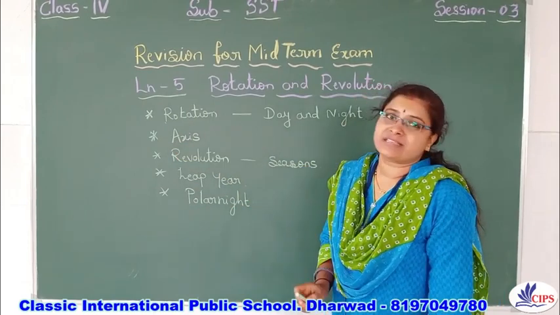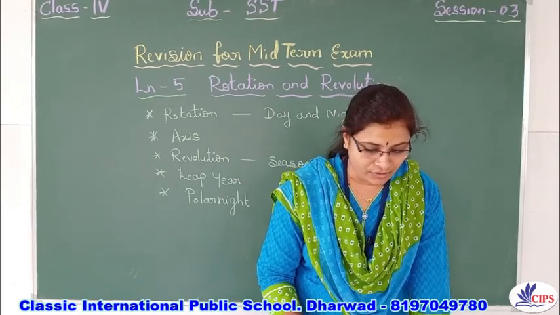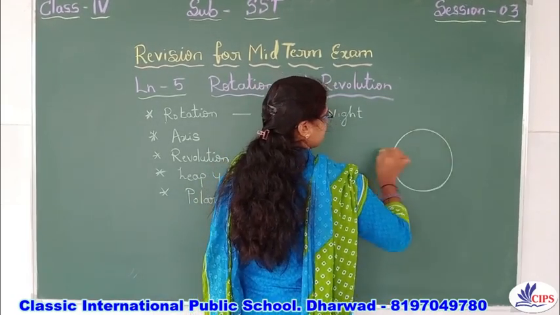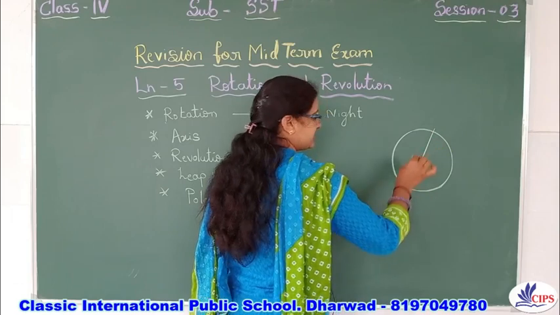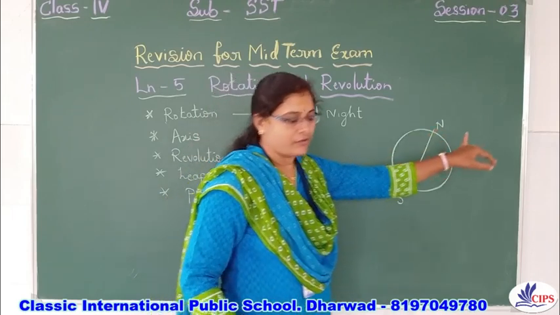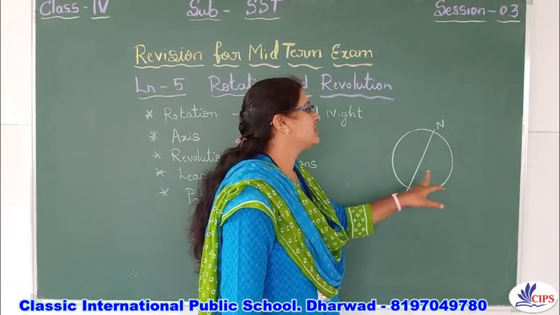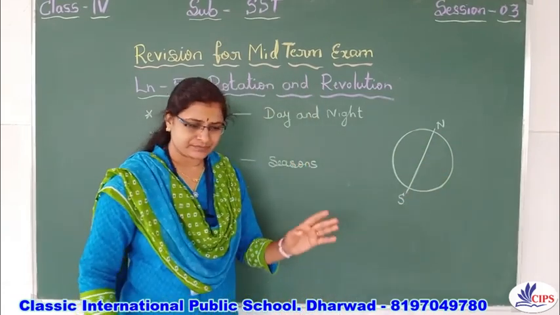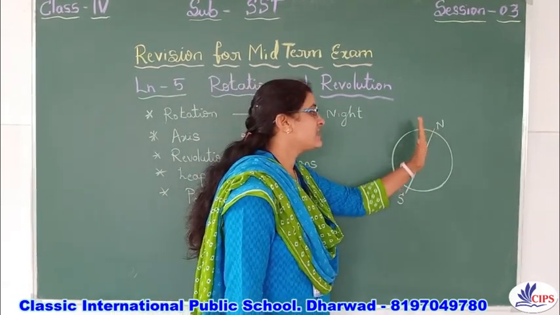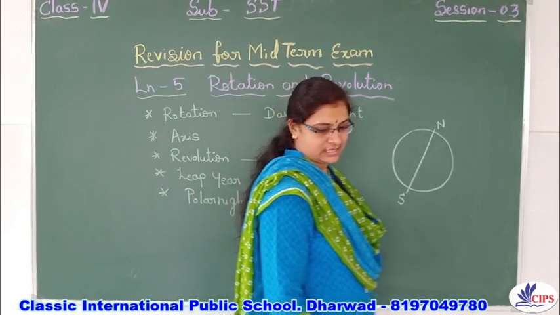What do you mean by the axis, children? The axis is an imaginary line from North Pole to South Pole around which the earth spins. It is tilted. What do you mean by tilted, children? It means it is not straight. It is in a sloping position.